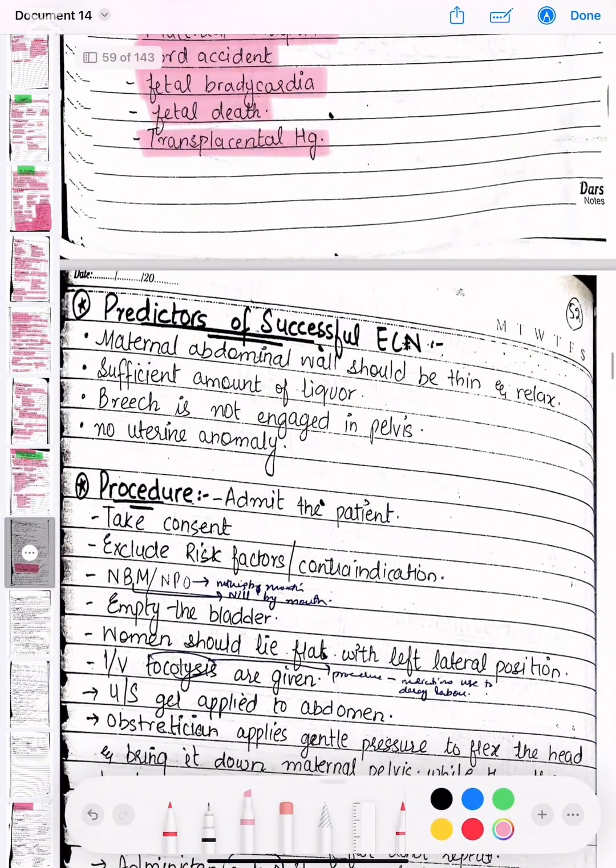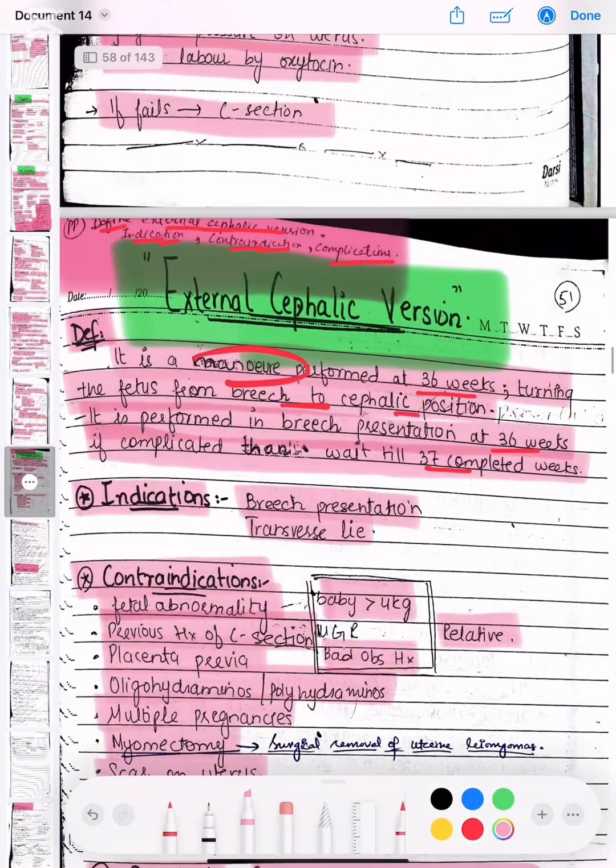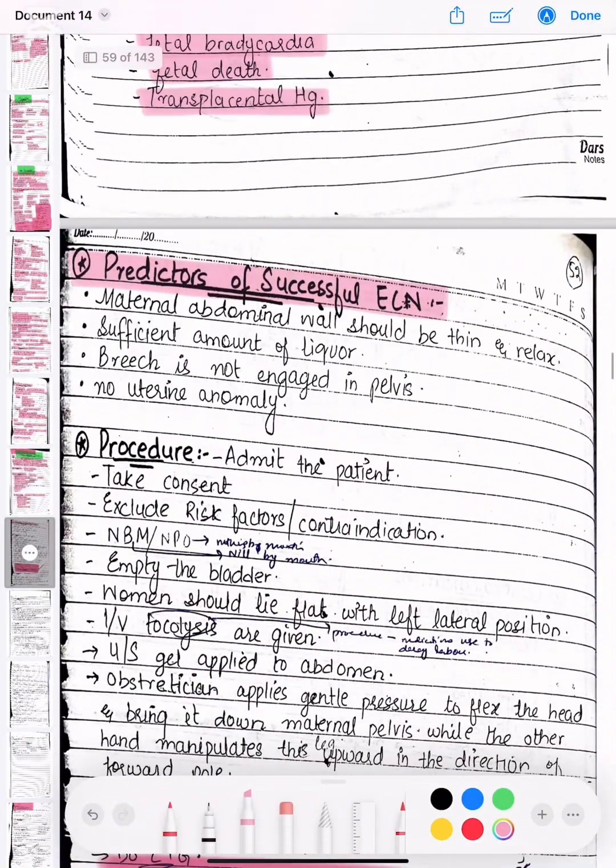The predictors of successful external cephalic version: the maternal abdominal wall should be thin and relaxed, a sufficient amount of liquor should be there, the breech is not engaged in the pelvis, and no uterine anomaly should be there.